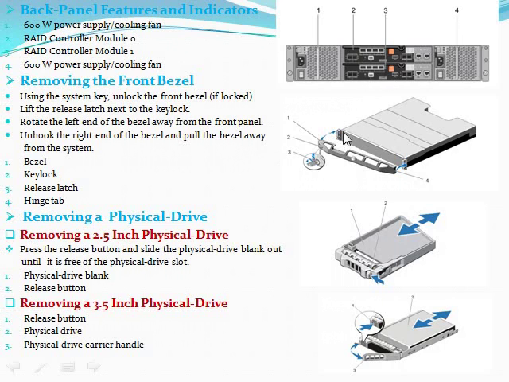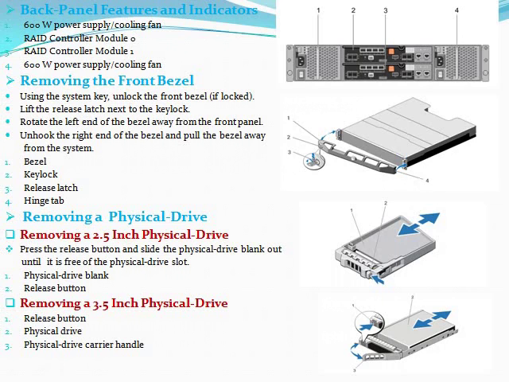Now come to how to remove the front bezel. Using a system key, unlock the front bezel, lift the release latch next to the keyhole, rotate the left end of the bezel away from the front panel, unhook the right end of the bezel and pull the bezel away from the front of the system. Here I mark everything: bezel, key lock, latch, release latch and hinge tab.